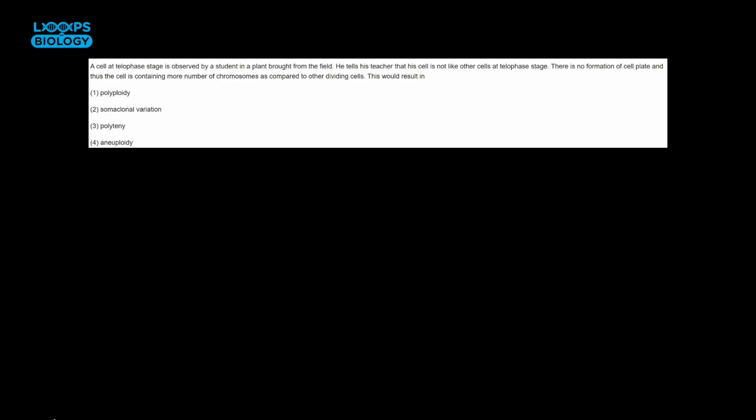Alright, so let's see now what are the different questions. A cell at telophase stage observed by a student in a plant brought from a field. He tells his teacher that this cell is not like other cells at telophase stage. There is no formation of cell plate. This is one of the important things. And does the cell contain more number of chromosomes? That means the cell is unable to separate cytoplasm.